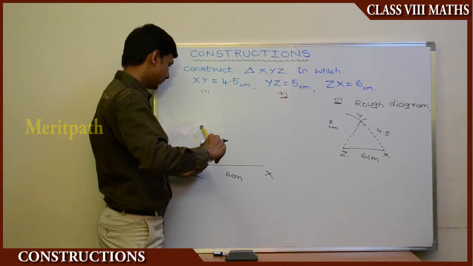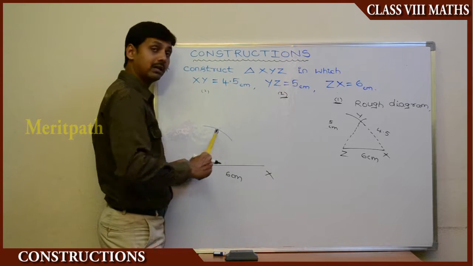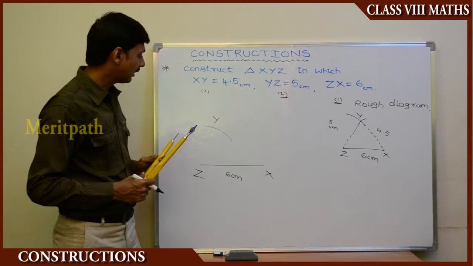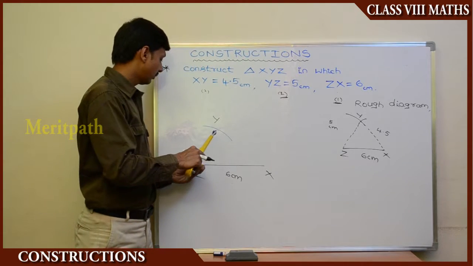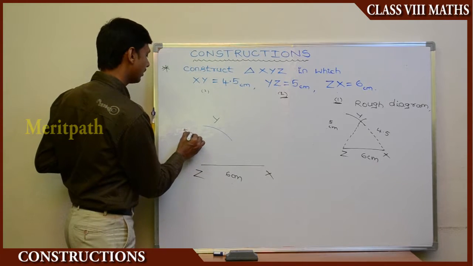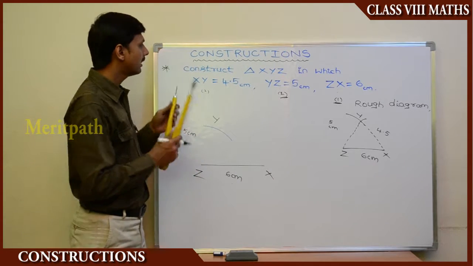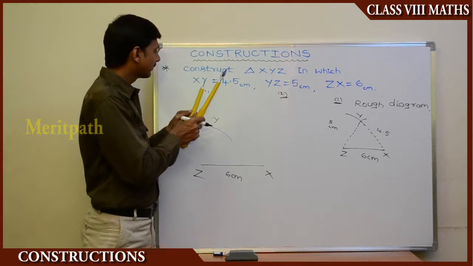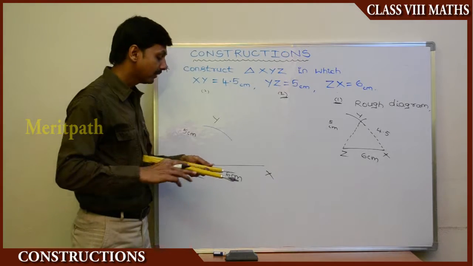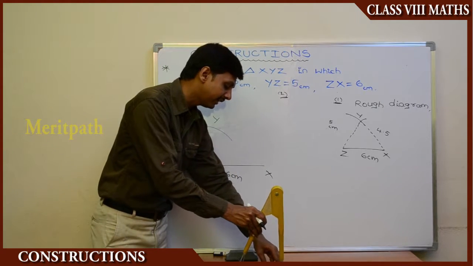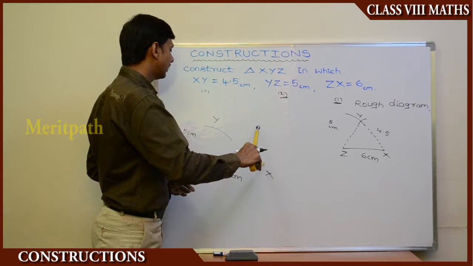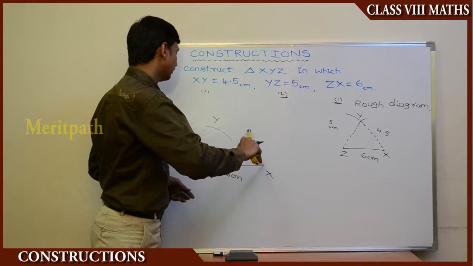So using that Z, make an arc here. So it is Y here. Let's recall, ZX we made. Using Z, we made an arc with 5 centimeters radius. This is 5 centimeters radius. Now the last one is XY. XY is 4.5. Now let's take 4.5 centimeters radius on the compass and make this arc here.